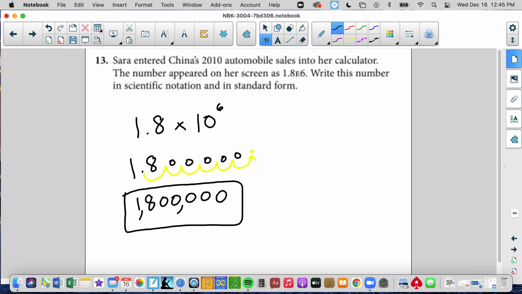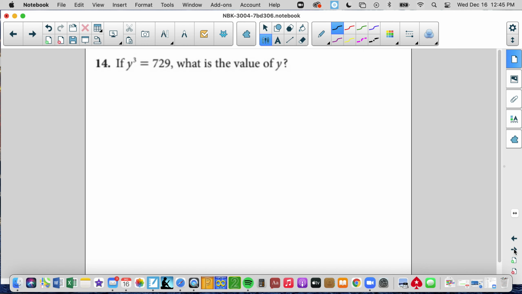Write this number in scientific notation and in standard form. Scientific notation would be 1.8 times 10 to the 6th. Standard form would be 1,800,000. That's a lot of automobiles.